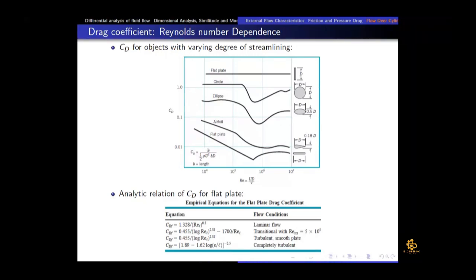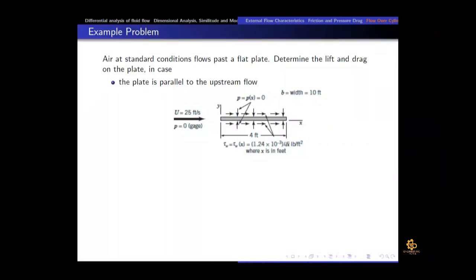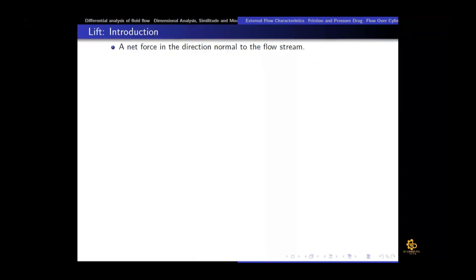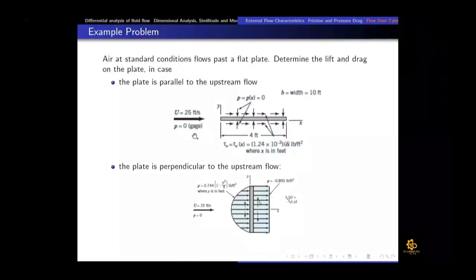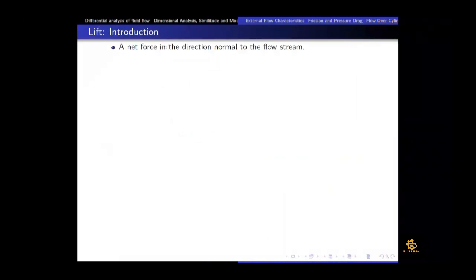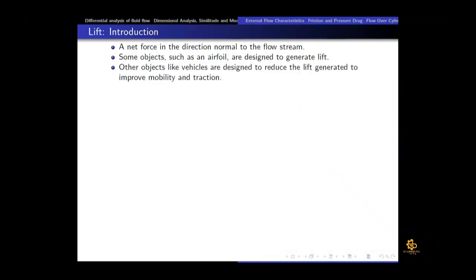We will do this numerical maybe in the next class, when we finish the discussion of lift force as well. Before that, we would go through the theory of lift, the force which is in the direction normal to the flow stream. Drag force is the force in the direction of the flow stream, and lift force is the force perpendicular to it. Some objects such as aerofoils are designed to generate lift. Other objects like vehicles are designed to reduce the lift generated to improve mobility and traction.